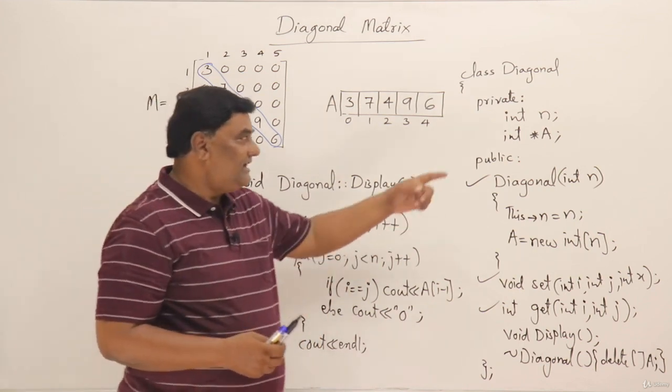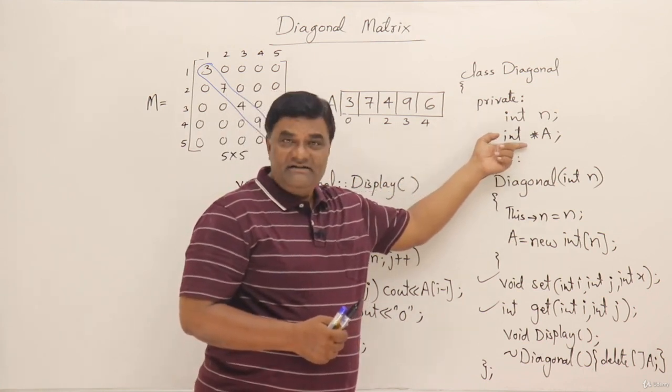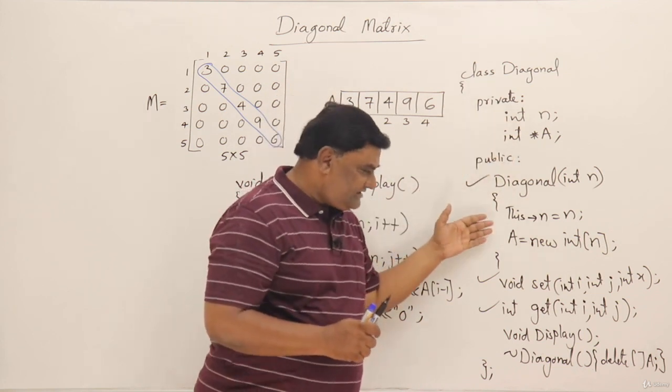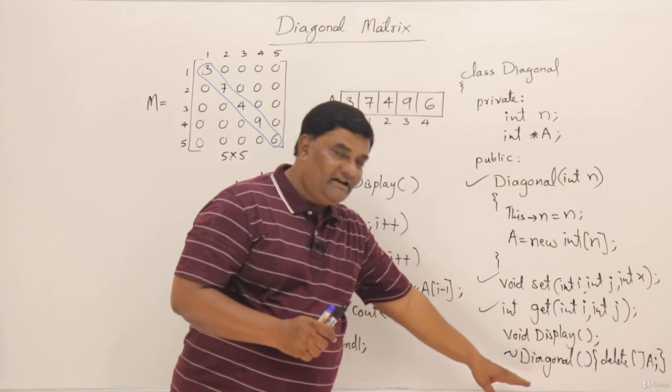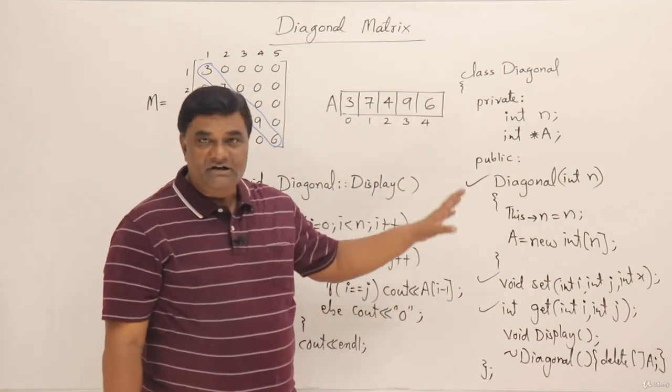We will be having the dimension for our square matrices, and we'll be having array space, and we'll be using a single dimension array only, and we need a constructor, set and get functions, display and destructor. And while writing a program, I will show you a complete class.